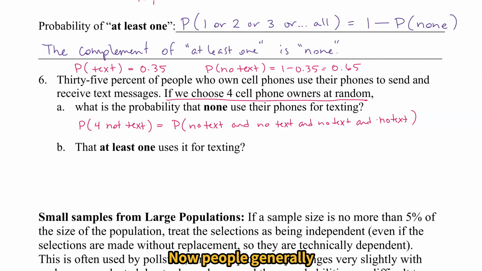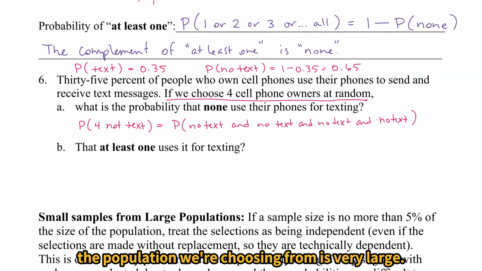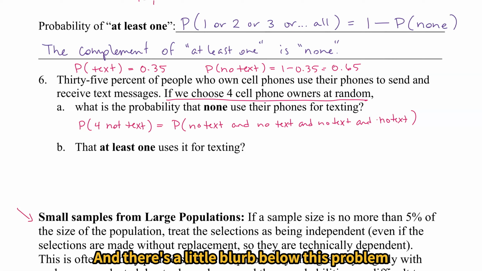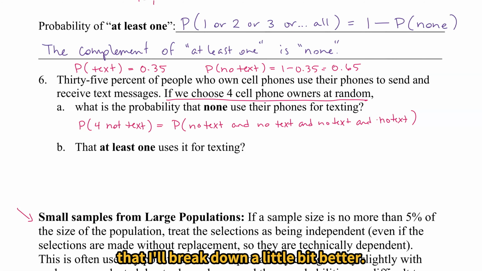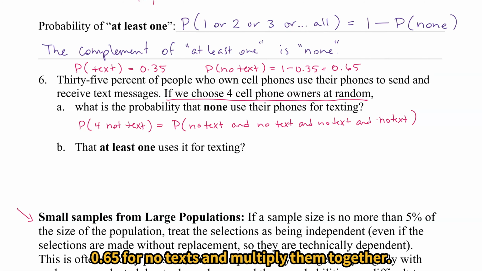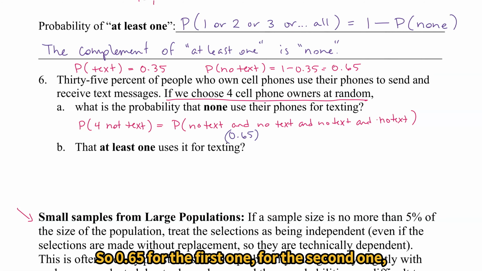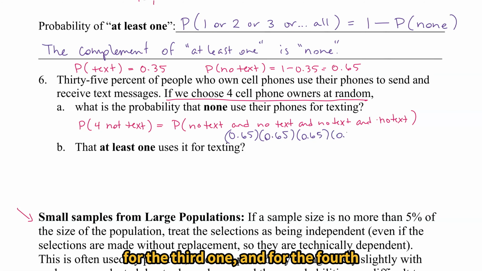Now, people generally are considered independent events when, whether we select these people with replacement or without replacement, the population we're choosing from is very large. And there's a little blurb below this problem that I'll break down a little bit better. But assume with replacement, we've got independence. So that really means we can take that 0.65 for no text and multiply them together. So 0.65 for the first one, for the second one, for the third one, and for the fourth one gets us 0.65 to the fourth.